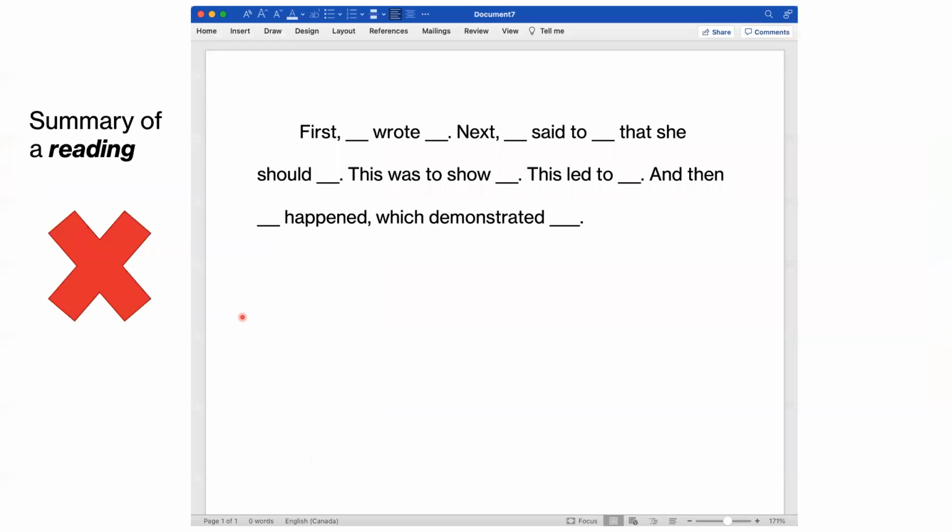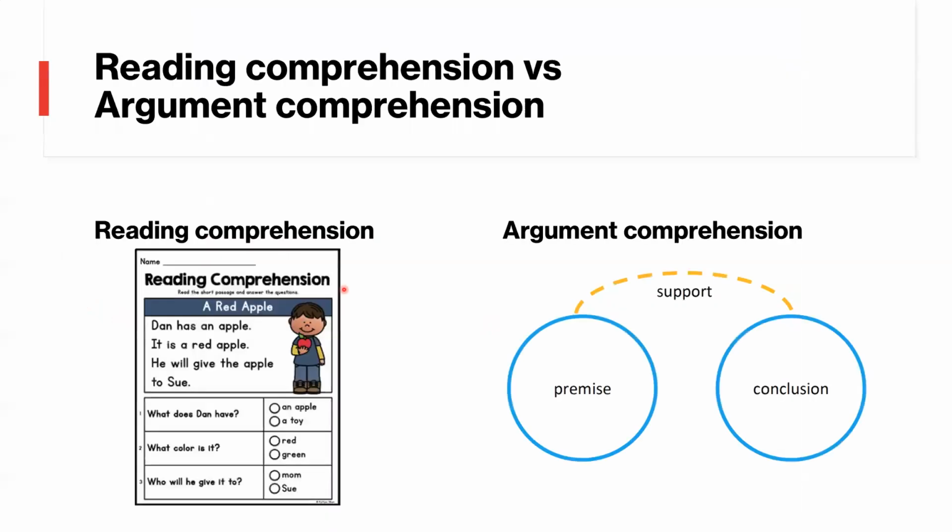Try not to do a summary of the reading. A lot of students have been doing this, where they just go through line by line and give a commentary. First, Plato or whoever wrote blank. Next, so-and-so said this and that. This led to this other thing happening, and then this happened, which demonstrated blank. It's very stream of consciousness, just following the reading. We're not really looking for that.